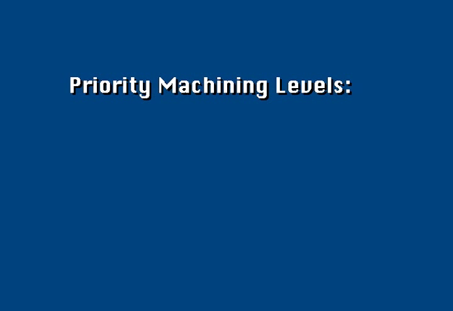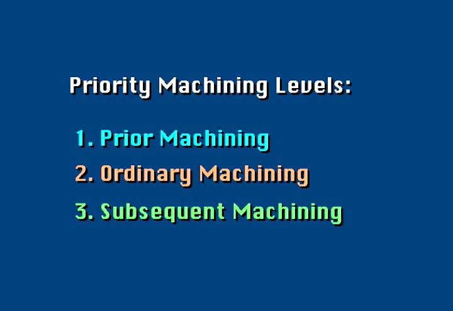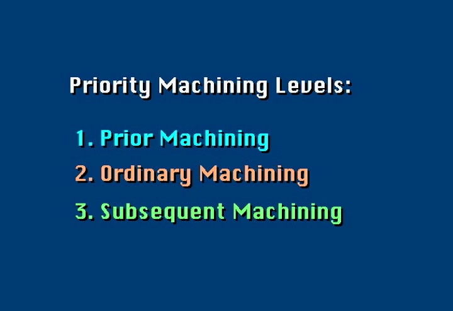To avoid these potential problems under priority machining, cutting operations can be given one of three levels of priority: prior machining, ordinary machining, and subsequent machining. The control will order and execute priority machining operations based on these three levels. Prior machining first, then ordinary machining, and then subsequent machining. There can be several priority machining operations in one part program, and they can be programmed to any of these three levels of priority machining.